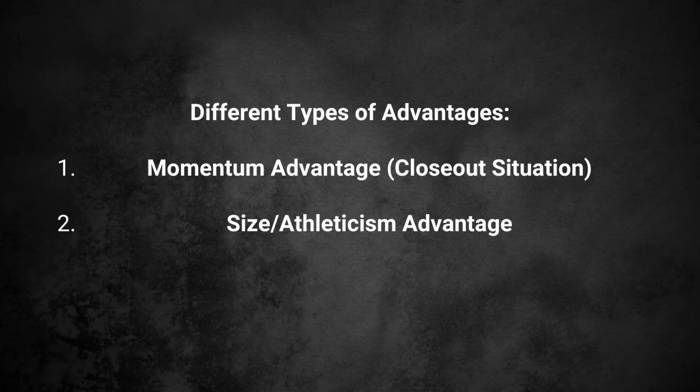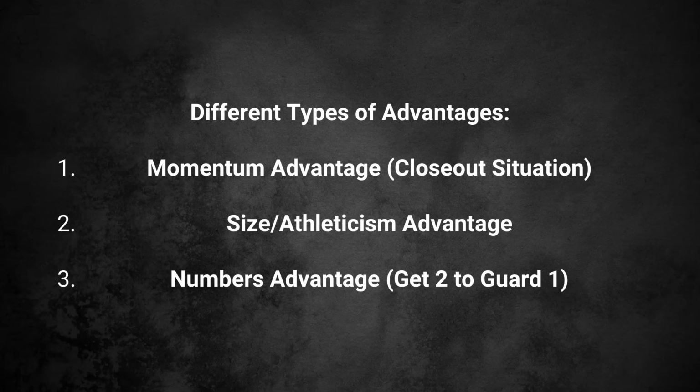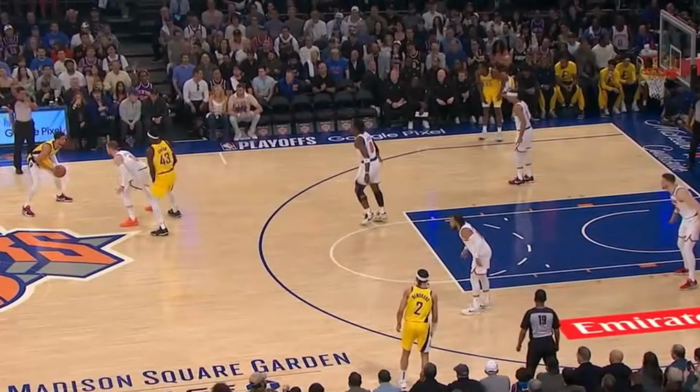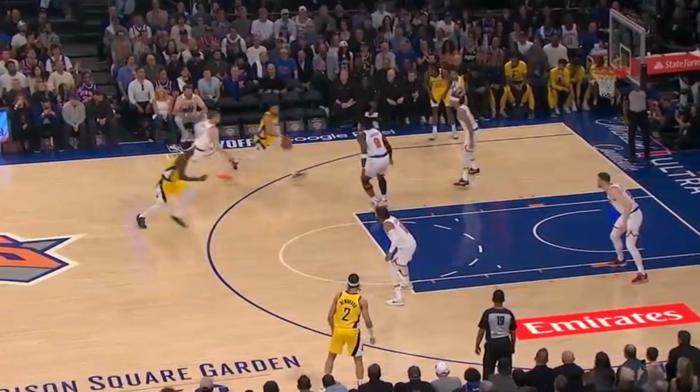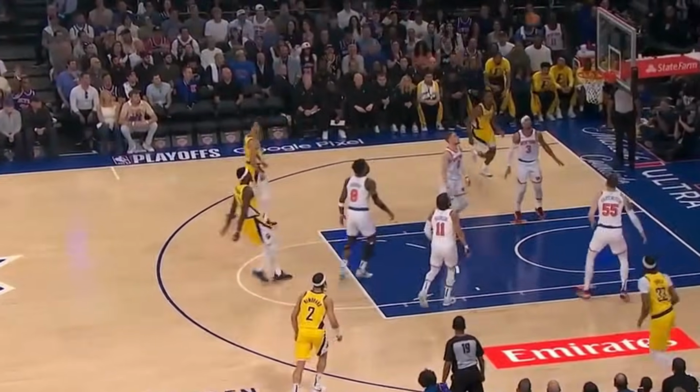Then the other advantage that we want to look to attack is numbers advantages. So specifically, whenever we can get the defense to have to guard one guy with 2 players, whenever we can get 2 to guard 1, we create a numbers advantage, and it just means that somebody in the offense is going to be open.